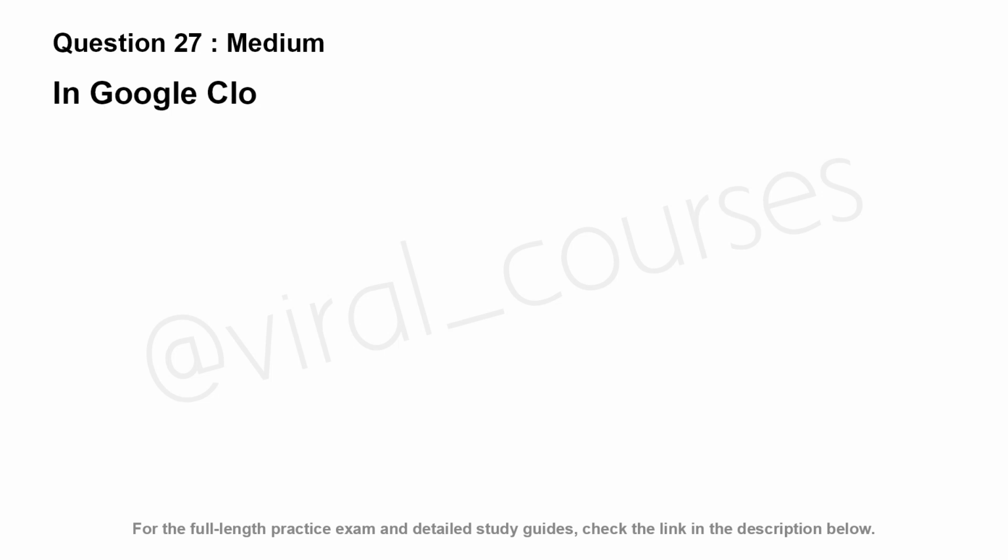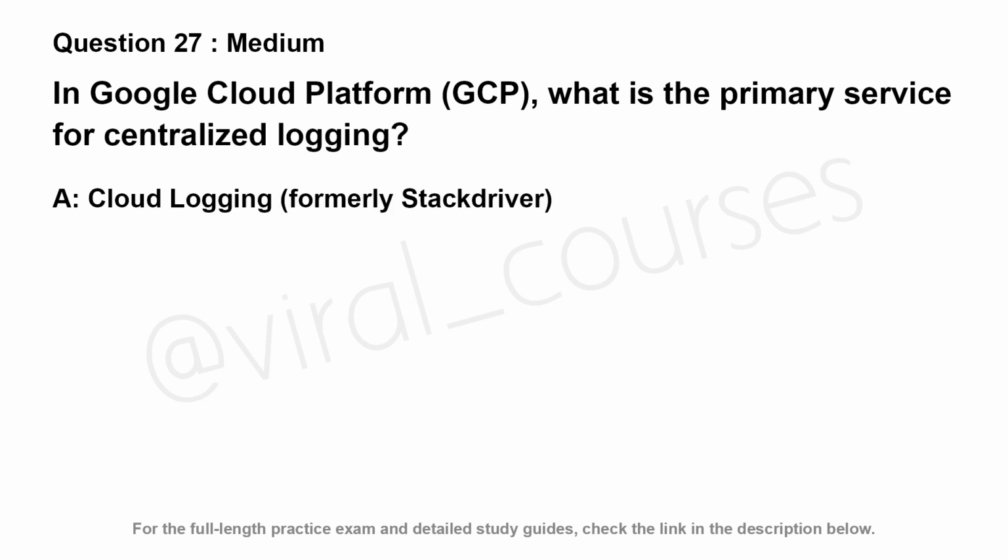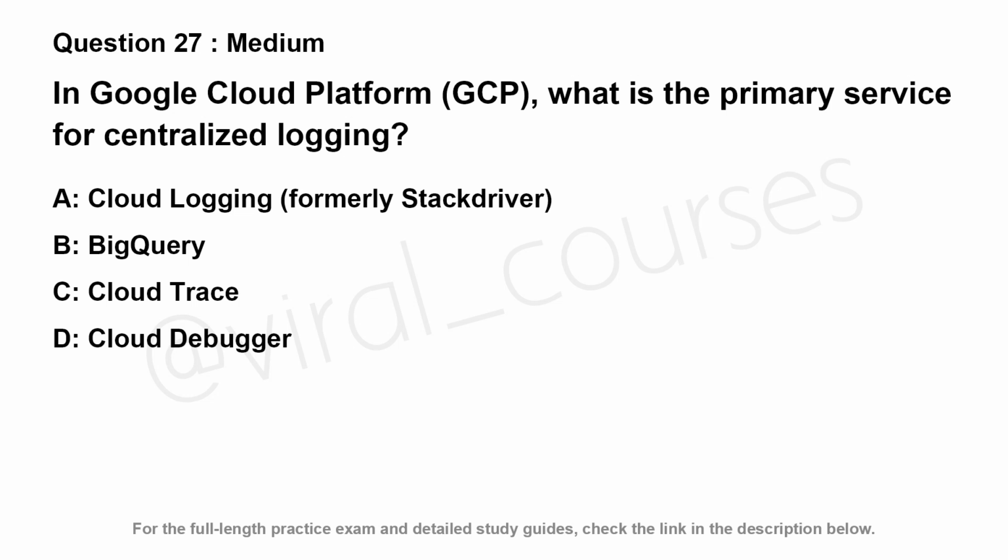In Google Cloud Platform, GCP, what is the primary service for centralized logging? Option A, Cloud Logging, formerly Stackdriver. Option B, BigQuery. Option C, Cloud Trace. Option D, Cloud Debugger.